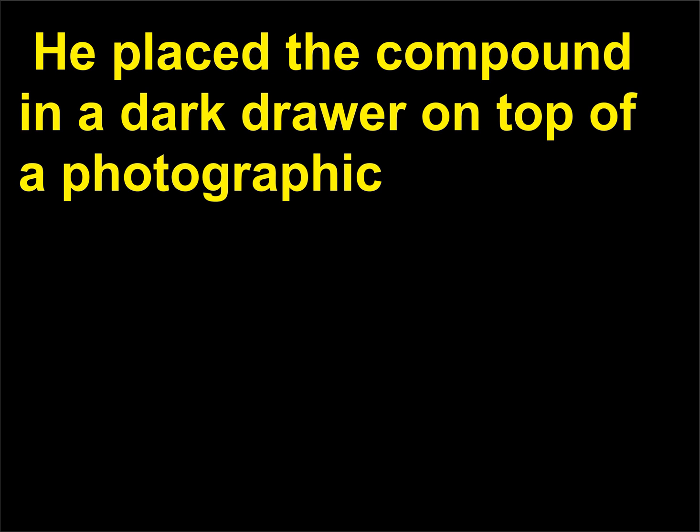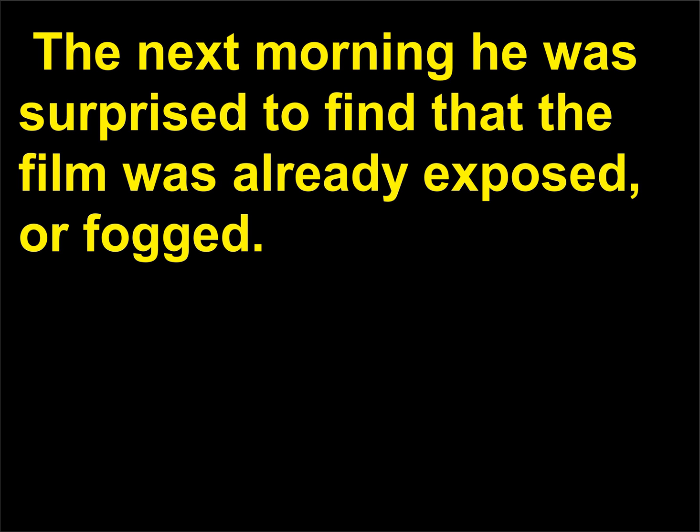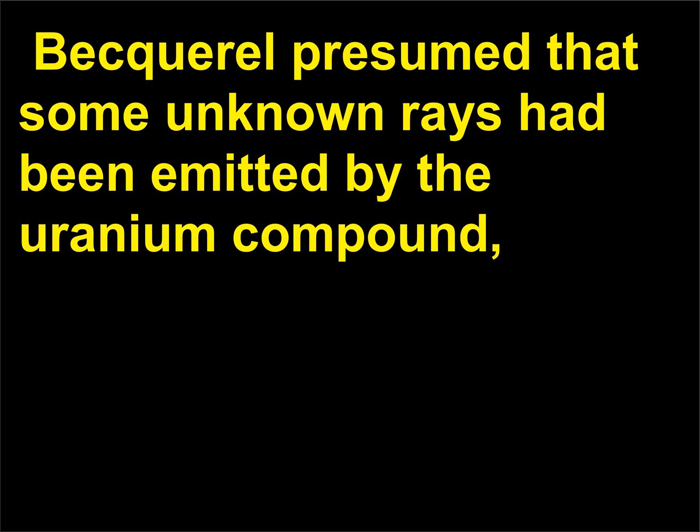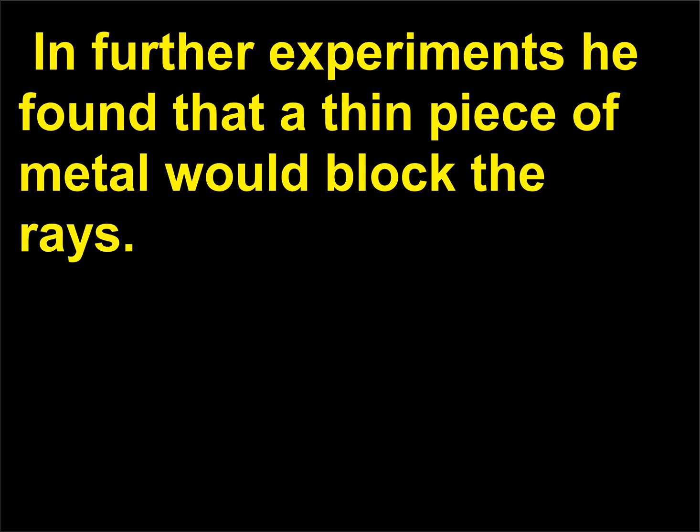He placed the compound in a dark drawer on top of a photographic plate that he had wrapped with heavy black paper to make it light-tight. The next morning he was surprised to find that the film was already exposed, or fogged. Becquerel presumed that some unknown rays had been emitted by the uranium compound, gone through the paper, and created the same chemical reaction in the plate that light would. In further experiments he found that a thin piece of metal would block the rays.